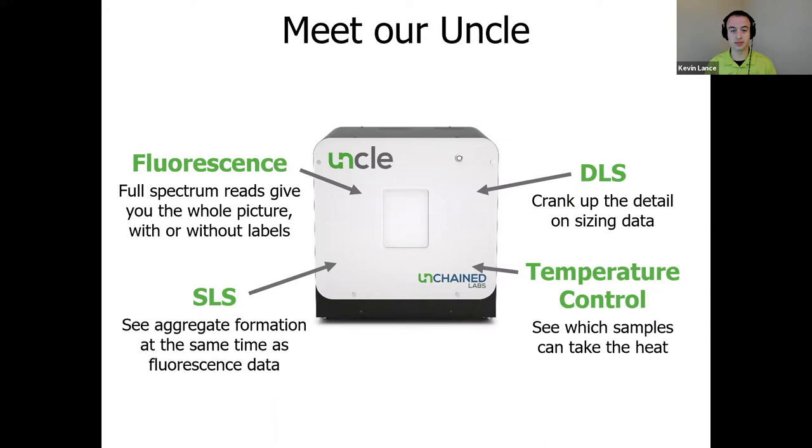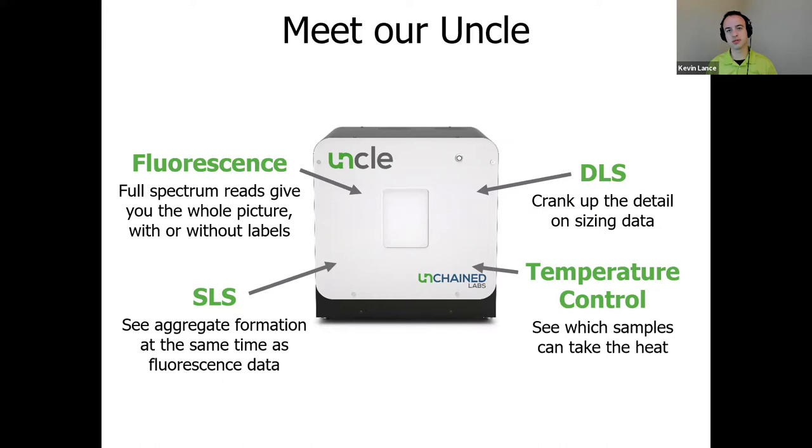Static light scattering, or SLS, helps you see when aggregates form in the same time as fluorescence data. And that's a lot like shining a laser pointer on a foggy day. When particles start to form, you get more scattering and more SLS signal. And gathering both that fluorescence and SLS signal at the same time is very helpful since you see when unfolding and aggregation occur simultaneously.